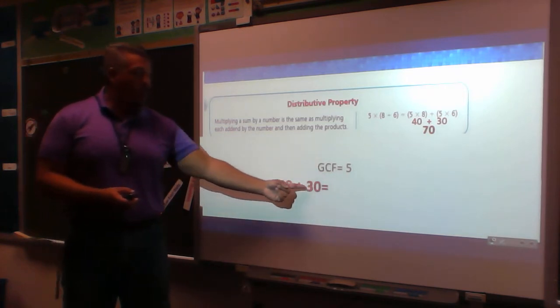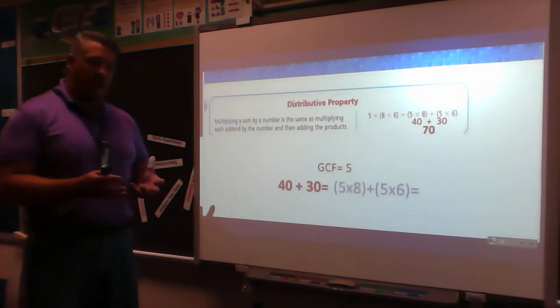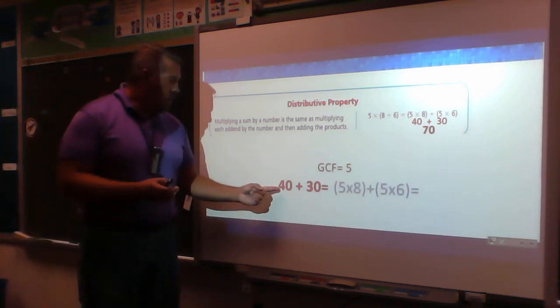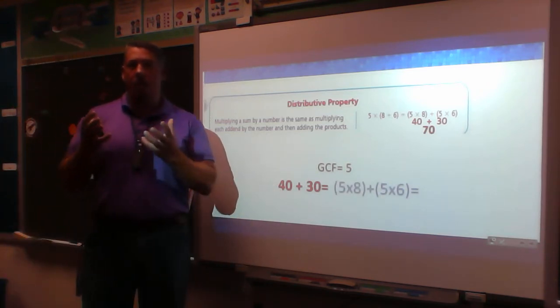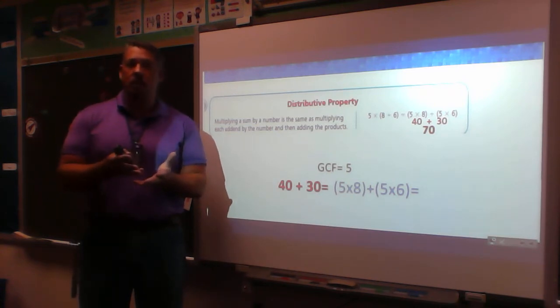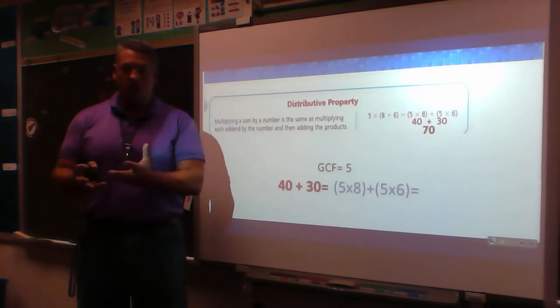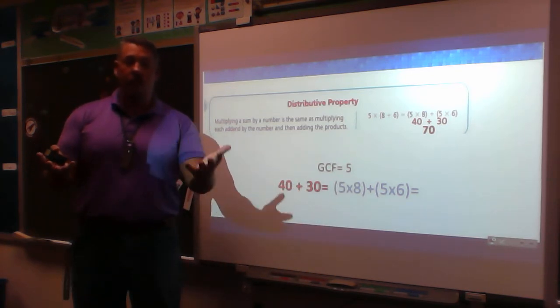So I know 5 would go into both of those numbers evenly. If I know I'm going to take 5 out of it, then when I talk about 40 and think about my multiplication facts that we started learning in 3rd grade, that's 5 times 8. And if I know that 5 is going to come out of the 30, then my multiplication facts tell me that's 5 times 6.